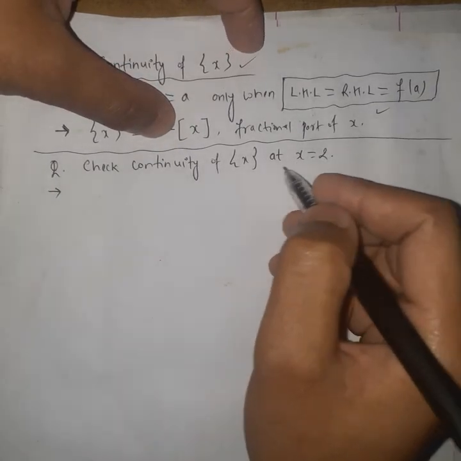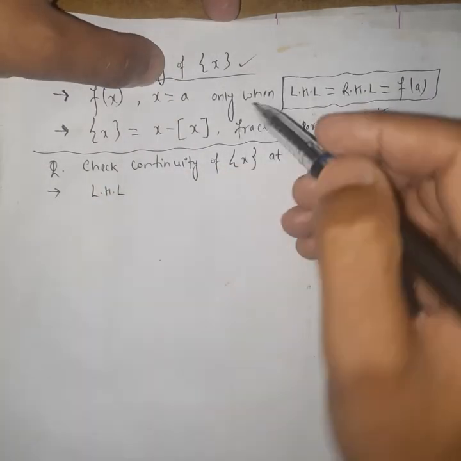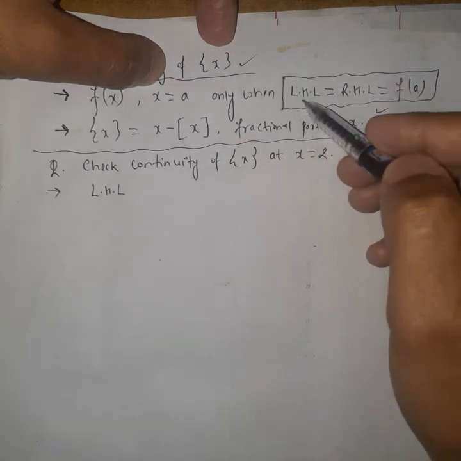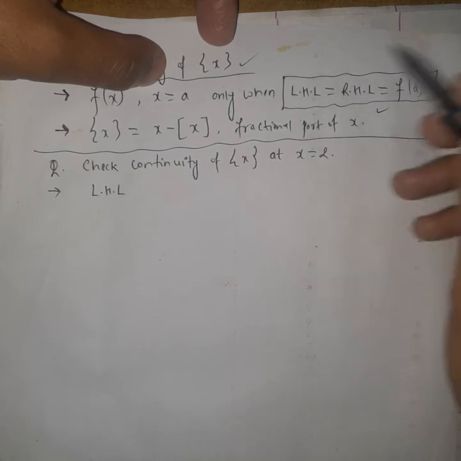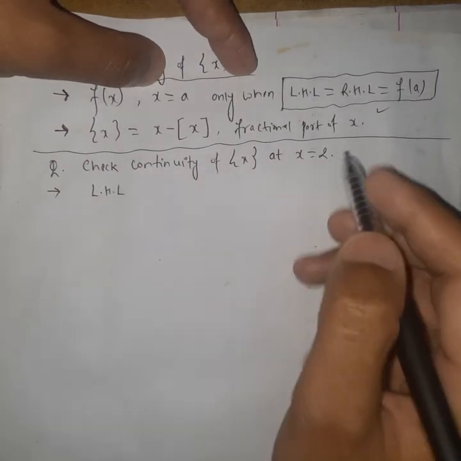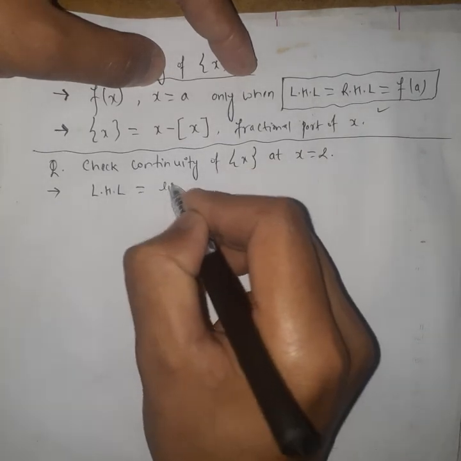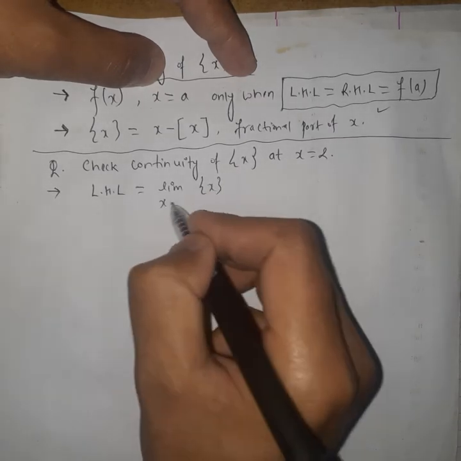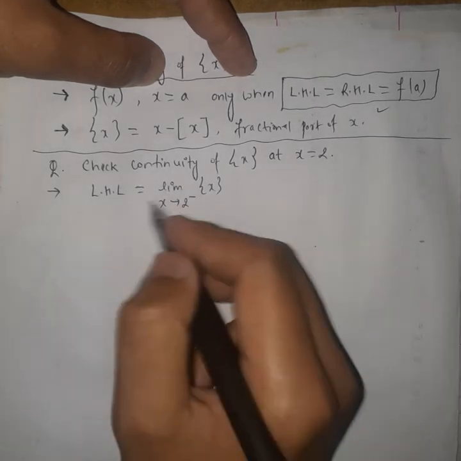Here let's calculate the left hand limit for this function first, because for the function to be continuous, the left hand limit, right hand limit, and the functional value must be calculated, and they should be the same for continuity. Let's calculate the left hand limit at the point x equals 2 for this fractional part function. Here we are approaching 2 from the left hand side. This is the left hand limit.